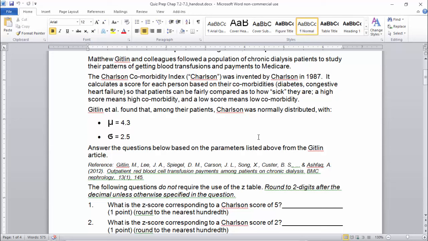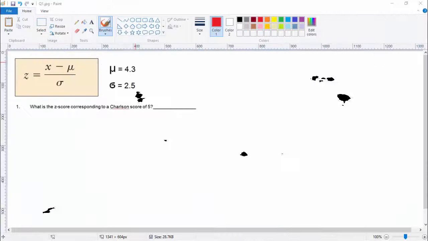Okay, if you remember in 7.1, unfortunately this group is kind of sick. They had a Charlson comorbidity index. The mu of that population is 4.3. The population standard deviation is 2.5. And what this quiz prep is really about is calculating z-scores. So let's get started.